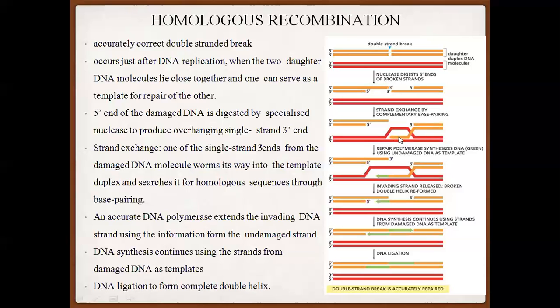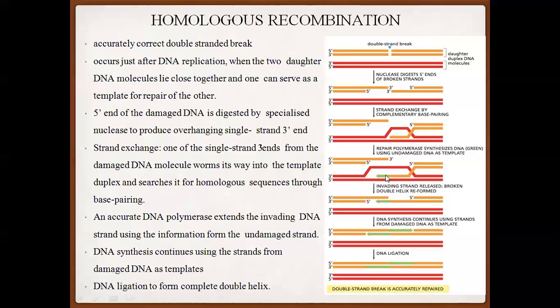So here, when it is crossed over at the end of 3 prime, this end, you can see this 3 prime is attached here. At the 3 prime end, DNA polymerase binds, and once DNA polymerase binds, the invading strand releases the broken double helix and it reforms.